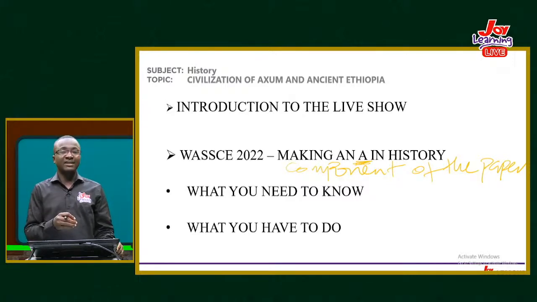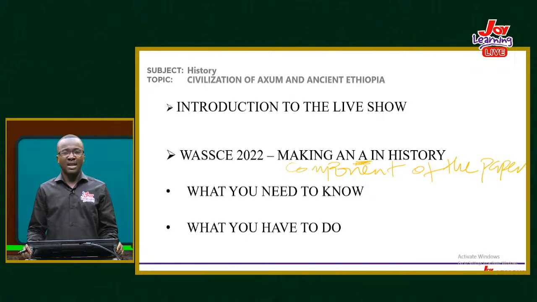Again, in this section, you would have to remember to revise the various sources that are available for the study of history. And I know you remember that you would have to look at the documentary sources, and then you look at the non-documentary sources. So I'm just trying to remind you of things you should look out for, especially for the objectives section.